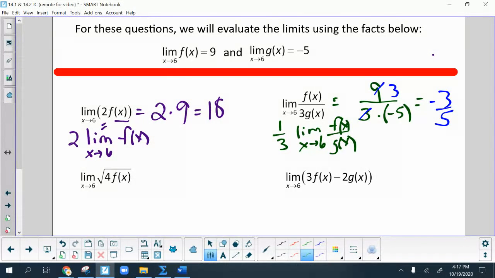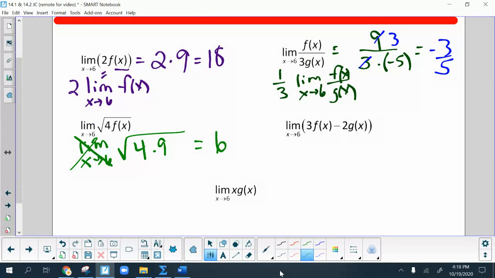Next one, you could do a variety of things with this. So you could take the square root of 4, which is 2, and put the 2 out front over here. You could leave it here and substitute the 9 into the problem here and take the square root of the answer. It doesn't matter. So I'm going to do it both ways so you can see what I'm talking about. The limit as x approaches 6 of the square root of 4. And then I'm going to now take that 9 and substitute it in. So technically, I don't even need this anymore. I'm just doing the square root of 4 times 9, which is 6.